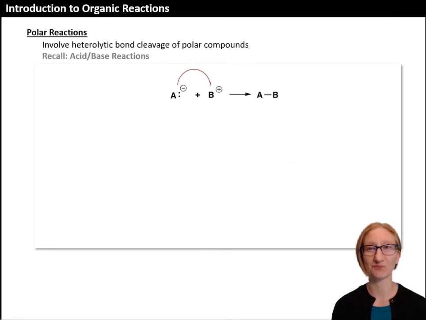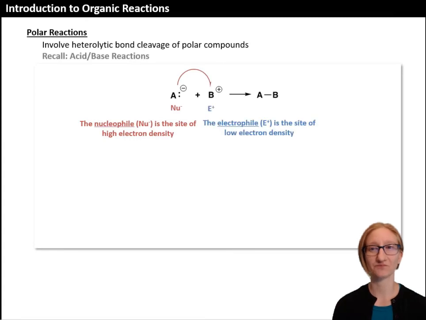That's B here. And the electron rich or nucleophilic reactant is called the nucleophile. This is the site of high electron density in the reaction. And the electron deficient or electrophilic reactant is called the electrophile. And this is the site of low electron density in the reaction. And in order to determine the mechanism of a polar reaction, we always start by identifying the nucleophile and electrophile, the nucleophilic and electrophilic sites in the reaction. So let's look at some common examples of nucleophiles and electrophiles.